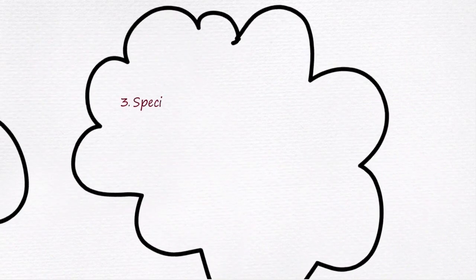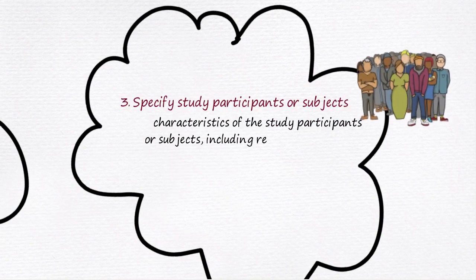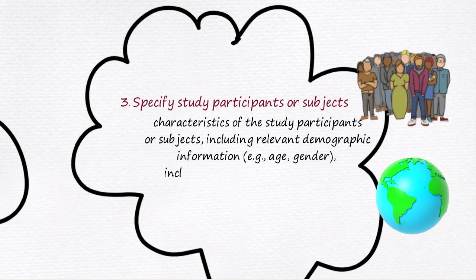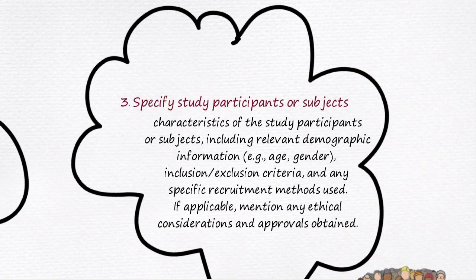3. Specify study participants or subjects. Describe the characteristics of the study participants or subjects, including relevant demographic information, for example, age, gender, inclusion or exclusion criteria, and any specific recruitment methods used. If applicable, mention any ethical considerations.